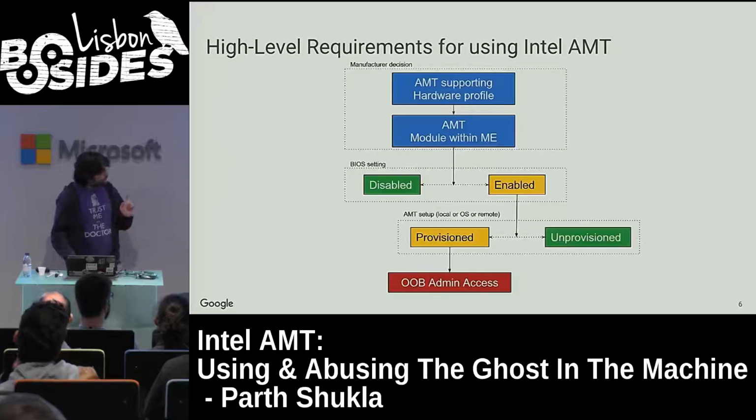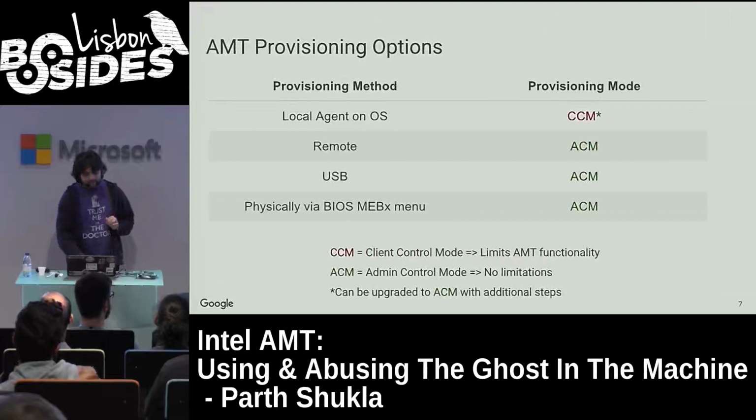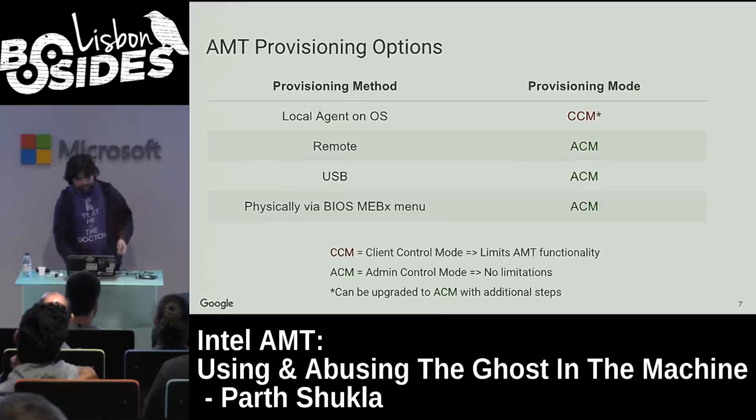So let's take a look at the provisioning options, the methods you can use to provision an AMT. Generally speaking, there are 4 broad ways you can provision AMT for usage, and there are 2 provisioning modes once the provisioning is done. The provisioning mode, ACM or CCM, is meant to reflect the level of trust required to complete the setup process. So ACM, admin control mode, and CCM, client control mode. Note that all of these kind of intermingle and can be used in combination with each other, so try not to think of them as distinct options.